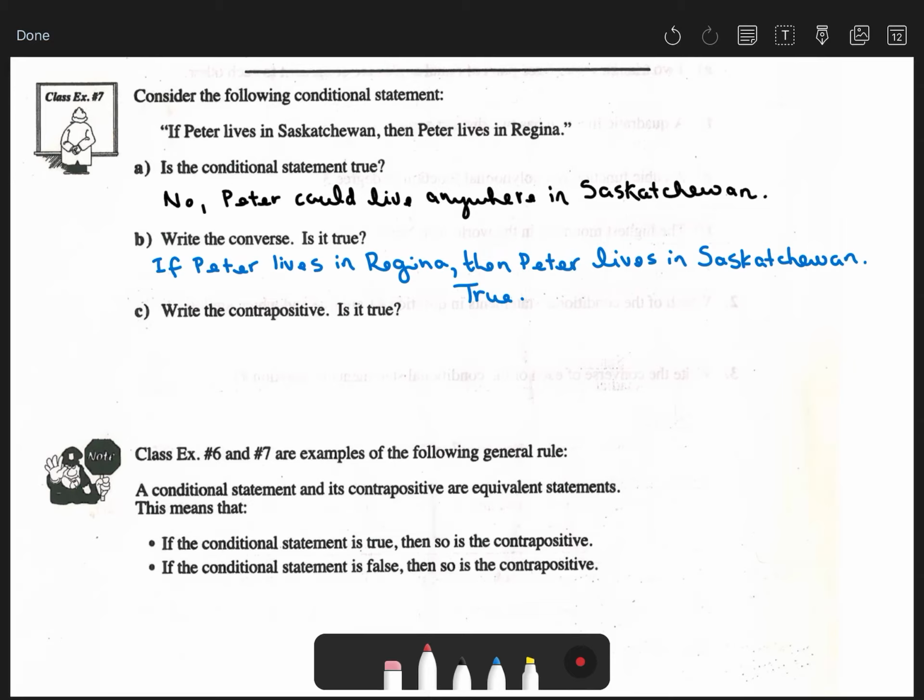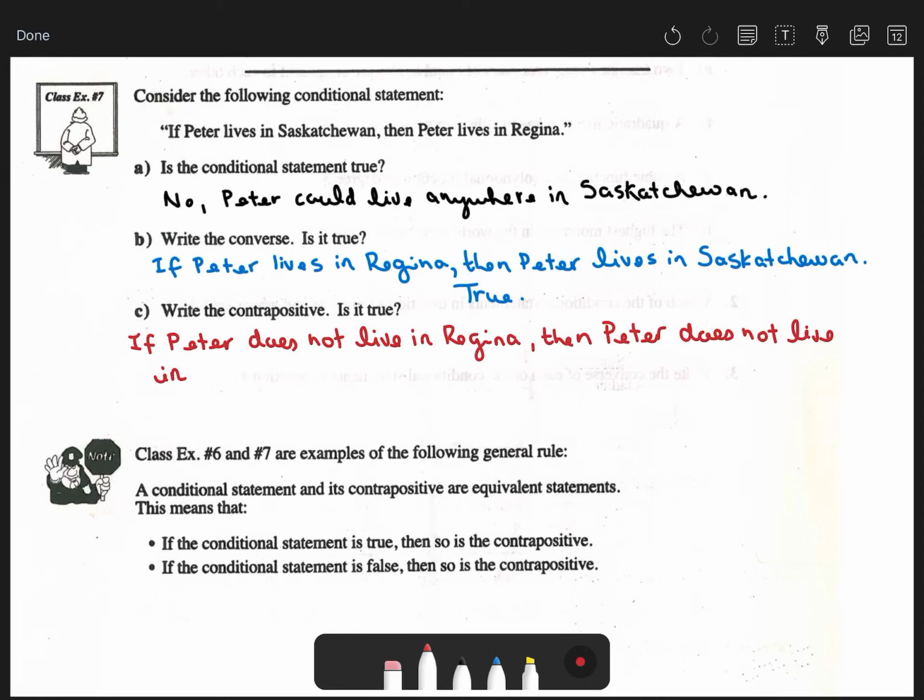Okay, C, write the contrapositive. Is it true? So again, contrapositive is taking the converse and negating it. So if Peter does not live in Regina, then Peter does not live in Saskatchewan.